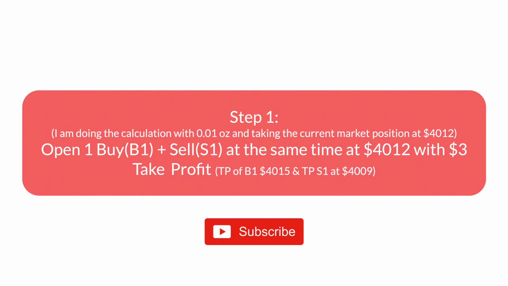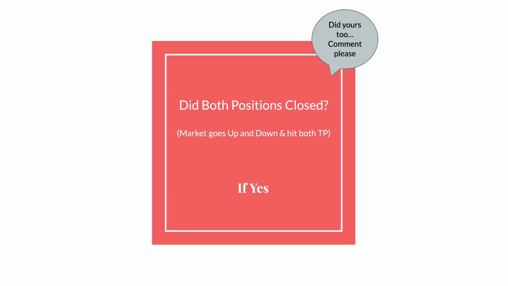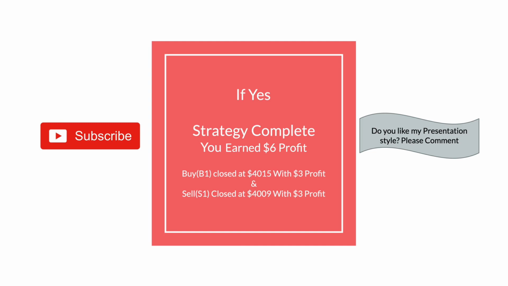So open one buy and one sell position at $40.12 and set the take profit at $40.15 for the buy and $40.09 for the sell position. Now watch and check whether both of your positions have closed. That's it, the strategy is complete and you earned a total profit of $6. The market moved up to 40.15 and hit your buy position take profit for $3 and then moved down to 40.09 and hit your sell position take profit for another $3. Based on 10 years of historical data, 80% of positions close on the first step.